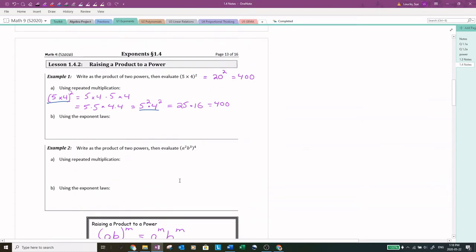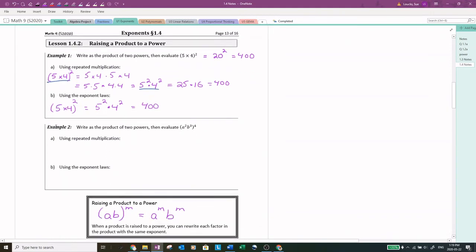All right. Let's come back and apply the exponent rule here. So this is 5 times 4 all squared equals 5 squared times 4 squared. And you will be asked to write something as a product of two powers, and that's what that means. This is a power, and this is a power, and this multiplication says it's the product. Okay? And then evaluate means tell me what it actually equals, and this one equals 400.